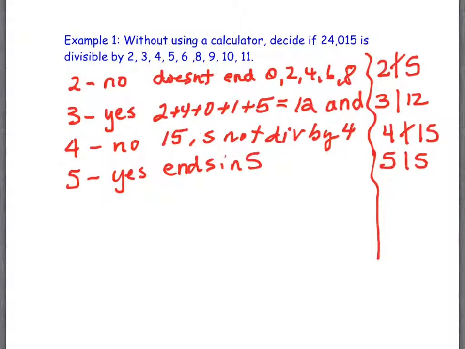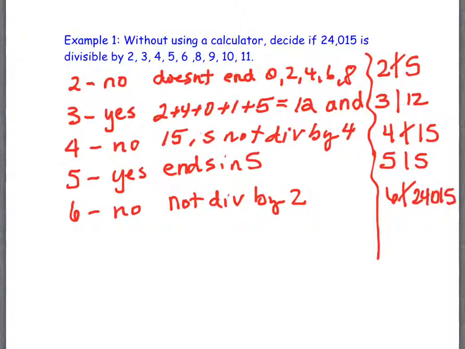What do we have next? 6. No. Why not? Because it's divisible by 3, but not 2. Right, because it's not divisible by 2. It's not divisible by 2 and by 3, so it can't be divisible by 6. So 6 does not divide 24,015. Now I'm not looking at specific digits. I'm looking at the whole sum. I didn't have a specific digit I was looking at on that one.